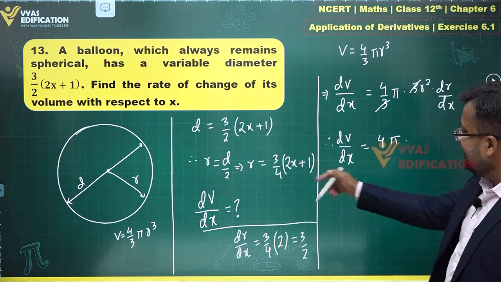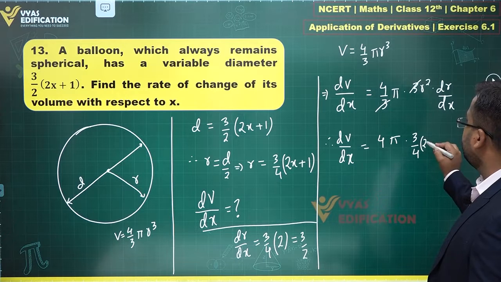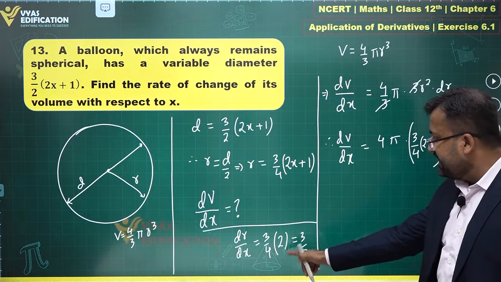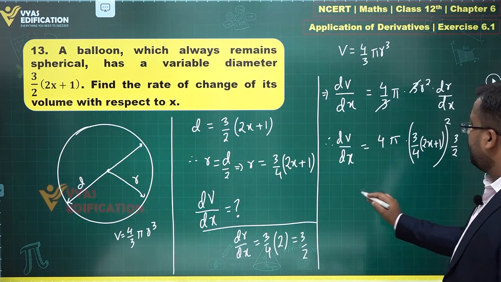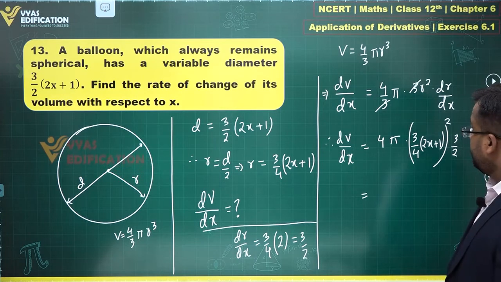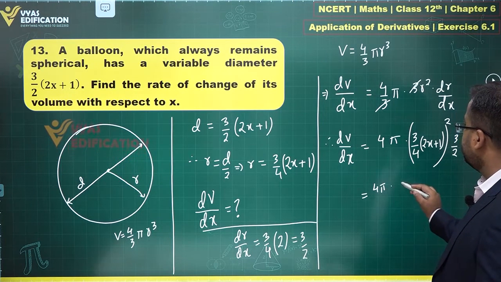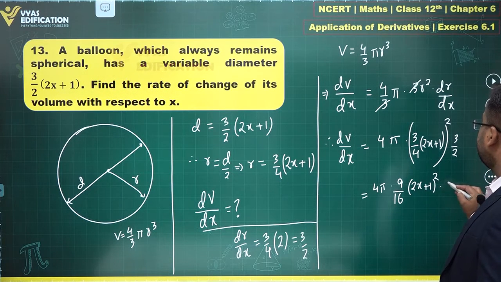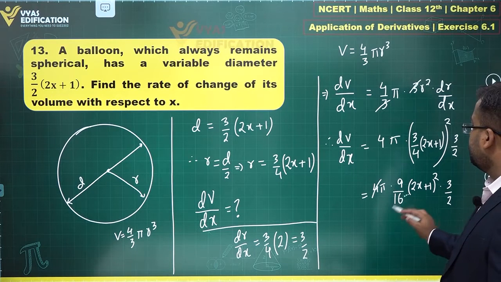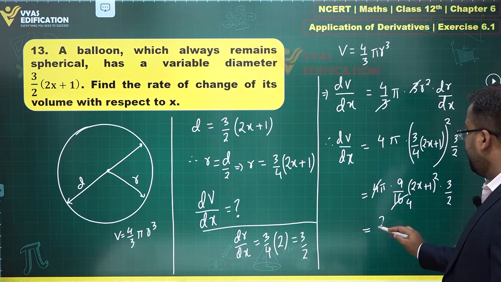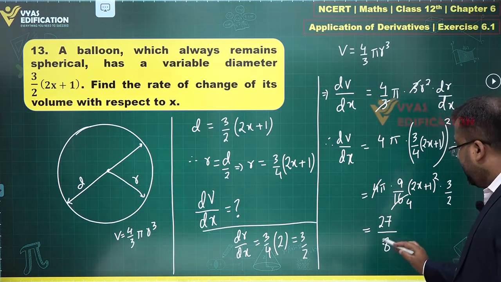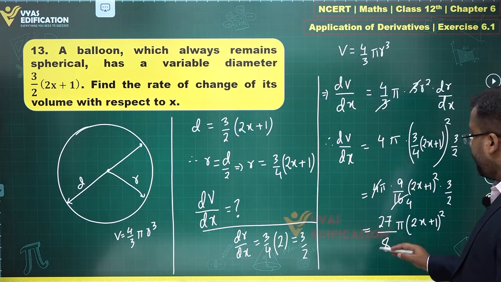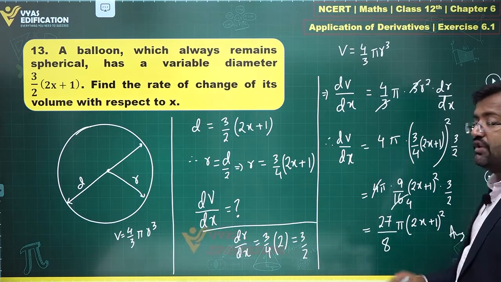What is r? r is this: 3 by 4 times (2x plus 1) whole square, and dr by dx is 3 by 2. What is that? This is 4 pi times 9 upon 16, (2x plus 1) whole square, times 3 by 2. Okay, this is 4, and 9 times 3 is 27 by 8 pi times (2x plus 1) whole square is what I get, and that is my answer for this question.